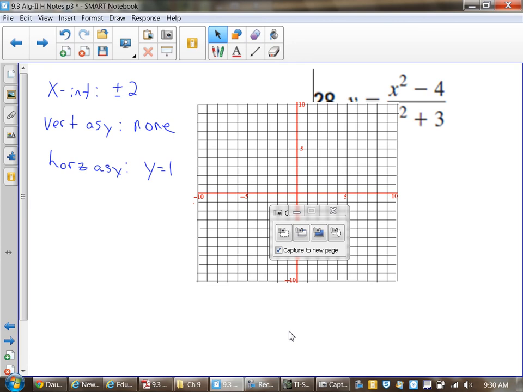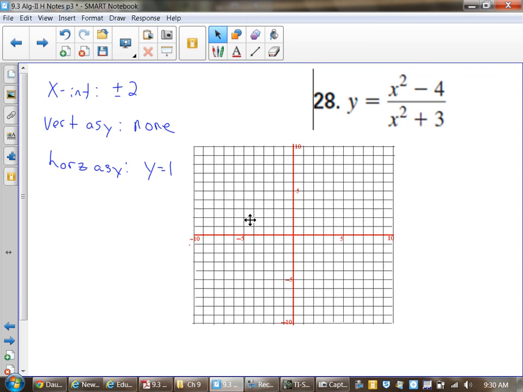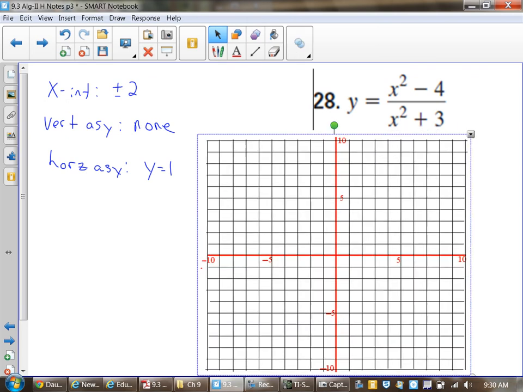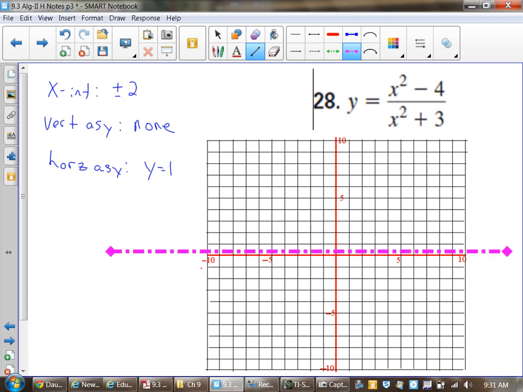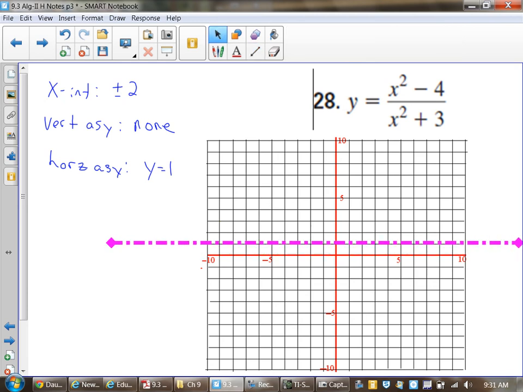How do I find the vertical? Vertical asymptotes are always the zeros of the denominator, the real ones. In this case, I don't have any real solutions to the denominator, so there are no vertical asymptotes. So when I start substituting in again, I have a horizontal asymptote at 1. No vertical asymptotes, and I have x-intercepts at plus and minus 2. At this point, could you easily use your table function again?